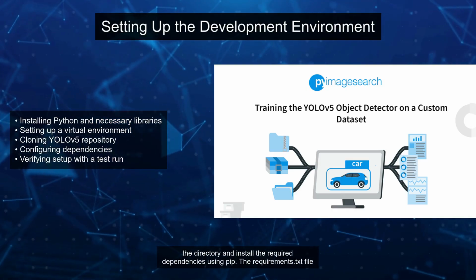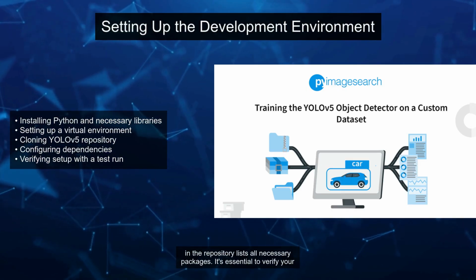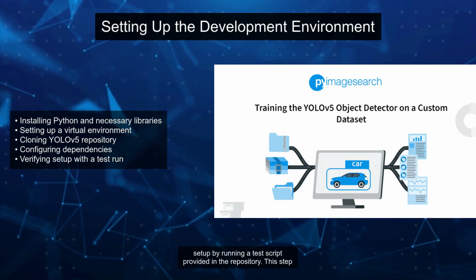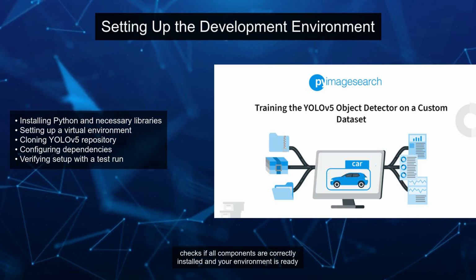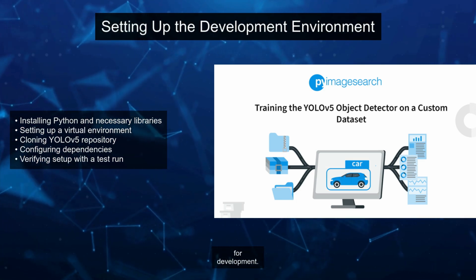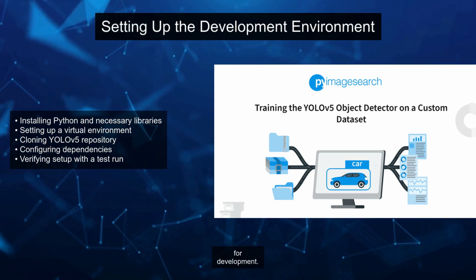After cloning, navigate to the directory and install the required dependencies using pip. The requirements.txt file in the repository lists all necessary packages. It's essential to verify your setup by running a test script provided in the repository. This step checks if all components are correctly installed and your environment is ready for development.